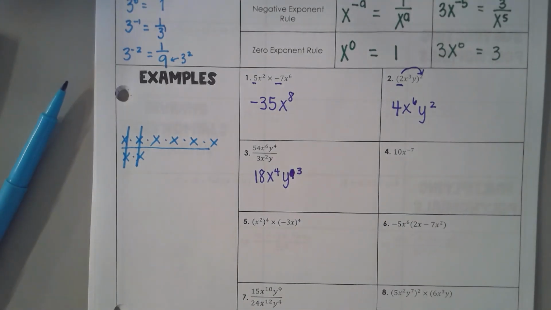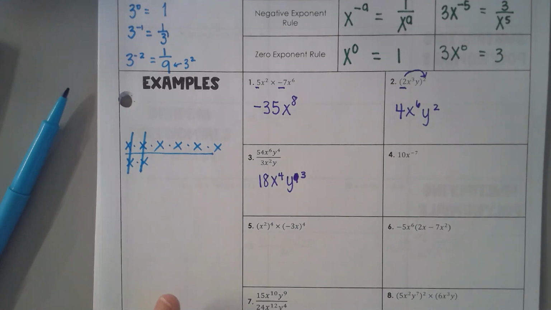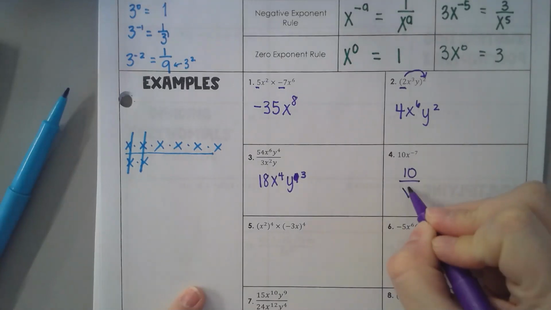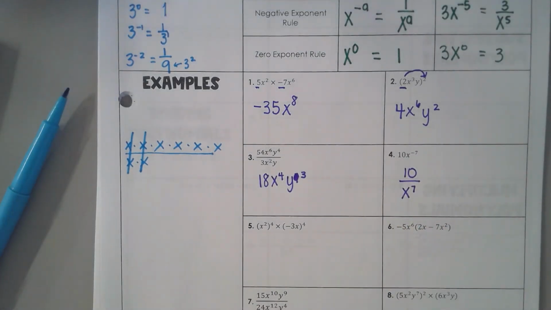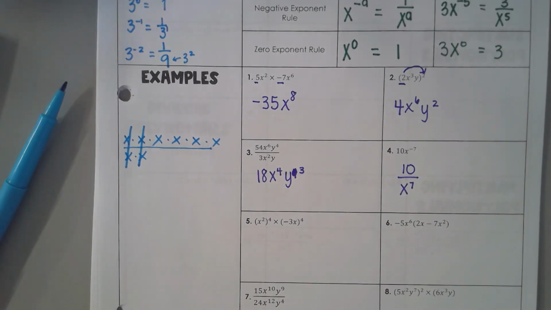Okay. Number 4, 10x to the negative 7th. What's that going to be? Yep. The x is the only thing that moves to the bottom and its exponent turns positive. If there were parentheses around the 10 and the x, then both the 10 and the x would go to the bottom. And we'd have to leave a 1 there.